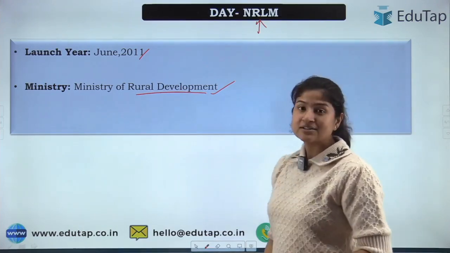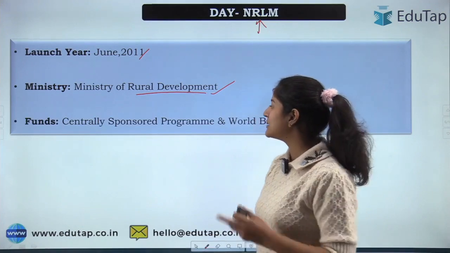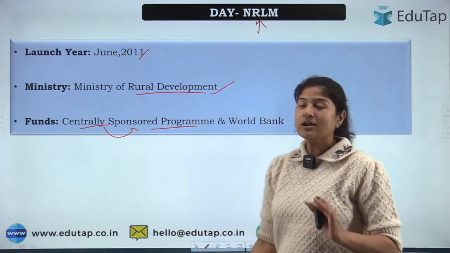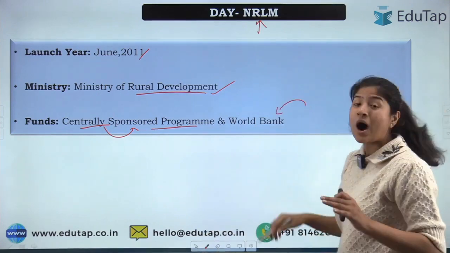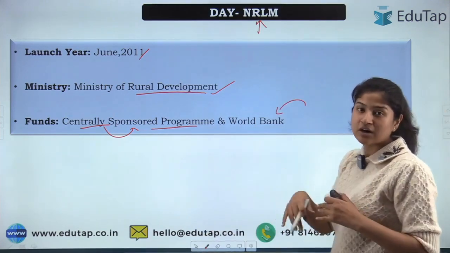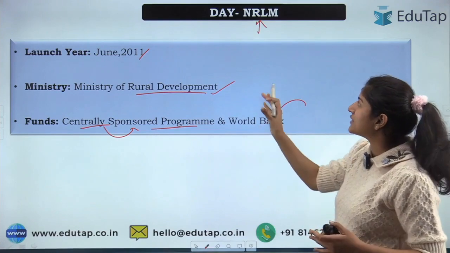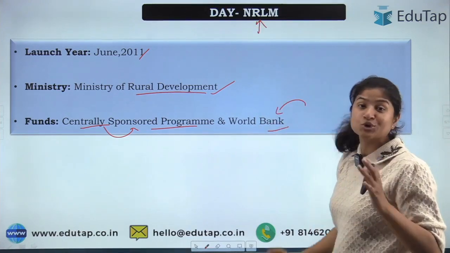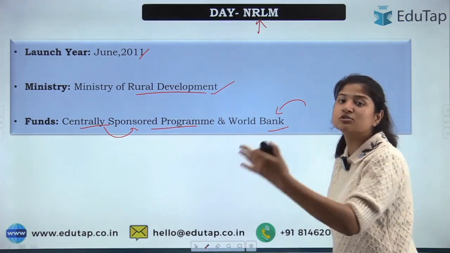Next are the funds. How are the funds given under this? It is a centrally sponsored program, and the World Bank is associated with it. A question can be asked as to which entity is associated with NRLM for the fund. That would be the World Bank, which you should know. So the World Bank contributes to the fund.